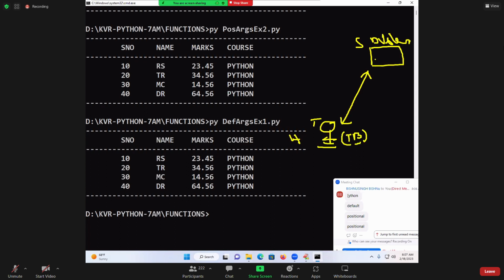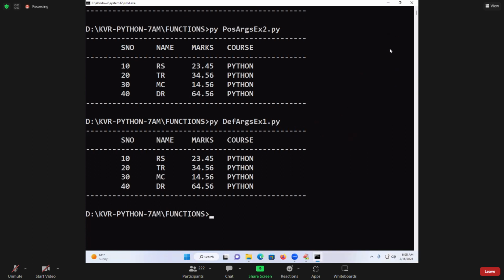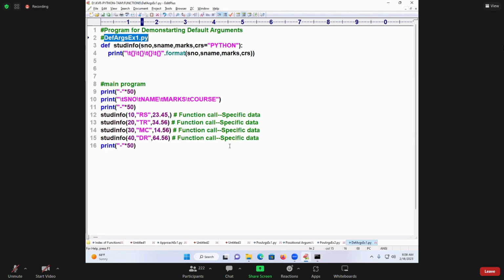The tiffin box is the same. Will you keep the same thing in this place? No. Daily you will carry different things, or not? That is called a positional argument. And the duster which you keep in the school, which remains in the same place for all the teachers, is called what? Default. Don't just tell that example, you need to remember this. So CRS is equal to Python is called what argument? Default argument. And SNO, SName, marks are called what? Positional arguments.